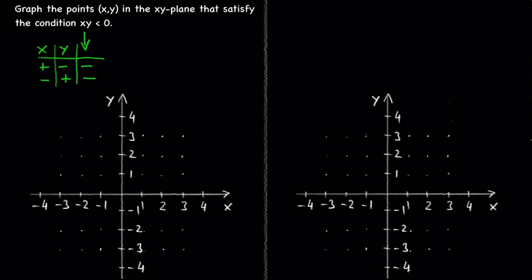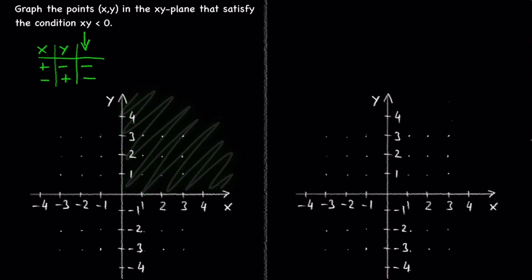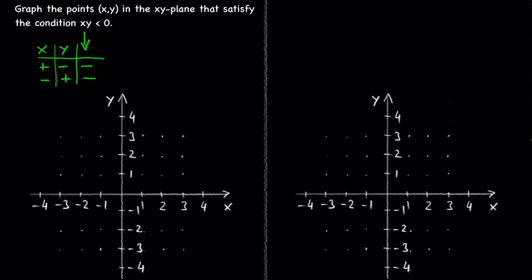In other words, xy is less than 0 when x and y have different signs in front. The only thing we have to do now is find the regions on the coordinate plane where x and y have different signs in front. In the first quadrant, x and y have the same signs in front. So this is not what we are looking for.